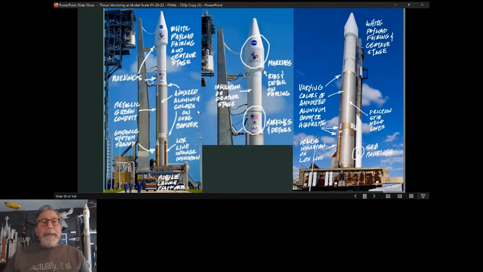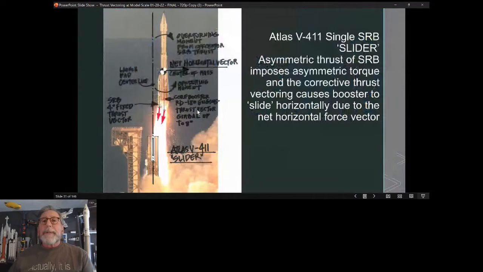So here's a little diagram of what United Launch Alliance calls this rocket, the slider. And the reason it's a slider, as I showed you before, is that it literally slides horizontally. That's due to the asymmetric thrust of this SRB, which puts asymmetric torque, or a moment, on the rocket, and a rocket reacts around its center of mass. To correct for that, the SRB has a fixed thrust vector of 4 degrees. So it's putting a force on the rocket at the tail end, trying to turn it back this way. And whatever it can't handle, the thrust vector system of the RD-180 also pushes it this way.